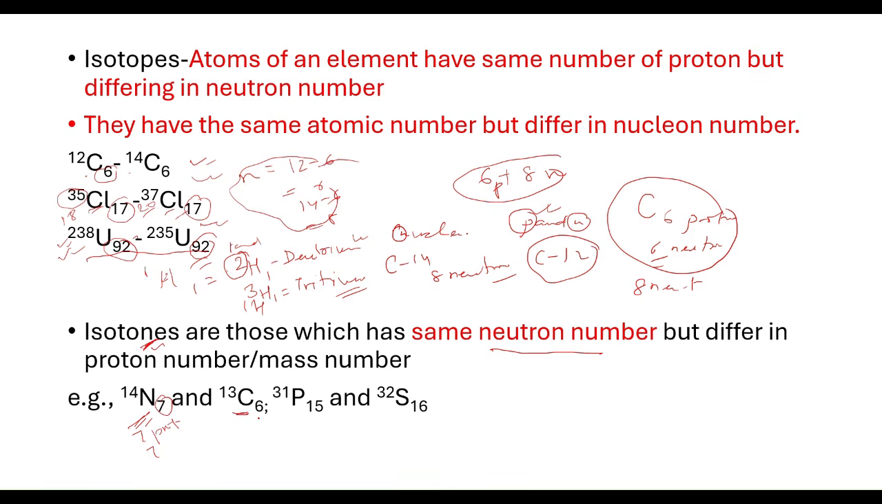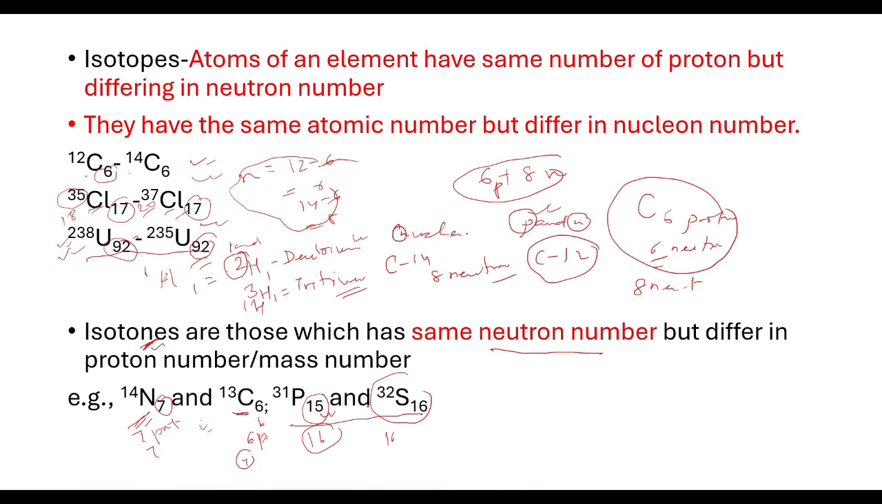Similarly, in 13C6, we have 6 protons. How many neutrons does it have? 7. So they have the same neutron number, like 7. They have the same neutron number, but they differ in their proton number. So these are the isotones. Another example is phosphorus 31 and sulfur 32. Phosphorus has 15 protons, but how many neutrons does it have? 16. Similarly, sulfur 32 has 16 neutrons. So these are examples of isotones.